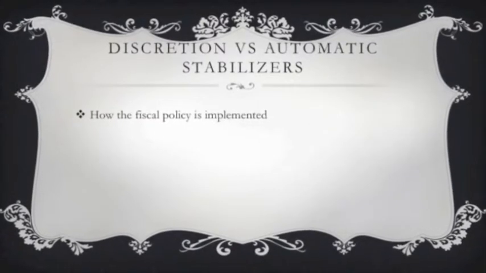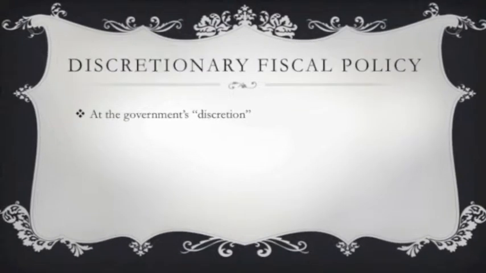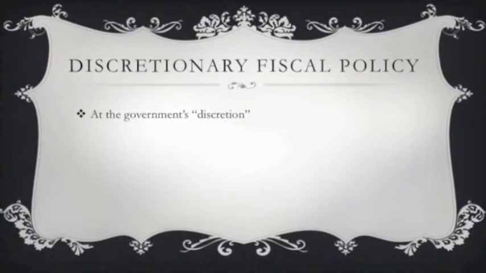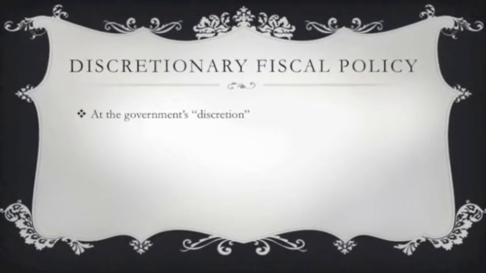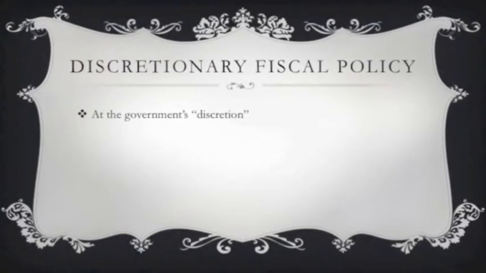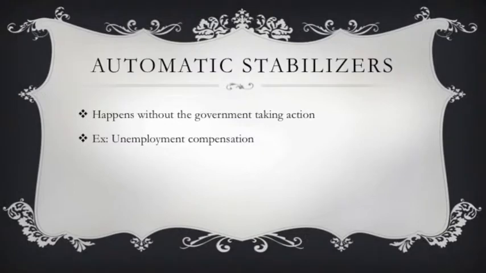Discretionary fiscal policies and automatic stabilizers are simply how the policy gets used. Discretionary policy is very simple. The government must see a problem with the economy that needs fixing. At the government's discretion, they will either pass a law or take some other action to change taxes or spending in order to fix it.